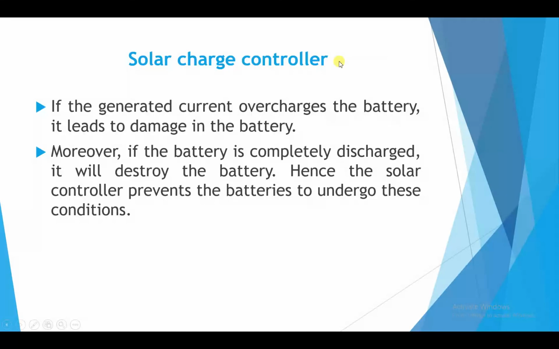Then we have a solar charge controller. If the generated current overcharges the battery, the battery may be damaged. Moreover, if the battery is completely discharged, it will destroy the battery. So the solar controller prevents the battery from undergoing these conditions. It is a sort of protection for the batteries.